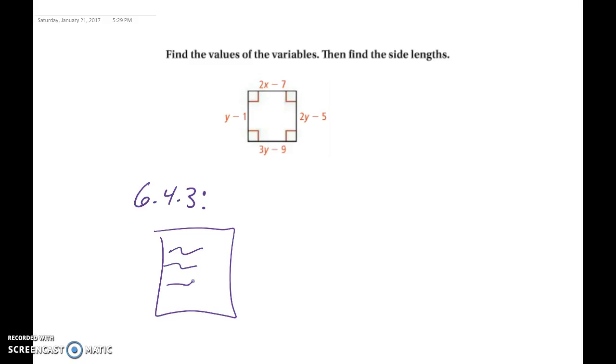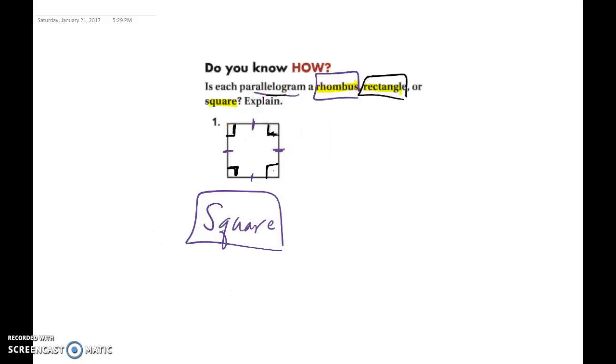All right, and that's it for section 4. We'll move on to section 5, which is kind of like this question we did here, where we're going to be able to identify if figures are squares, rhombuses, or rectangles.